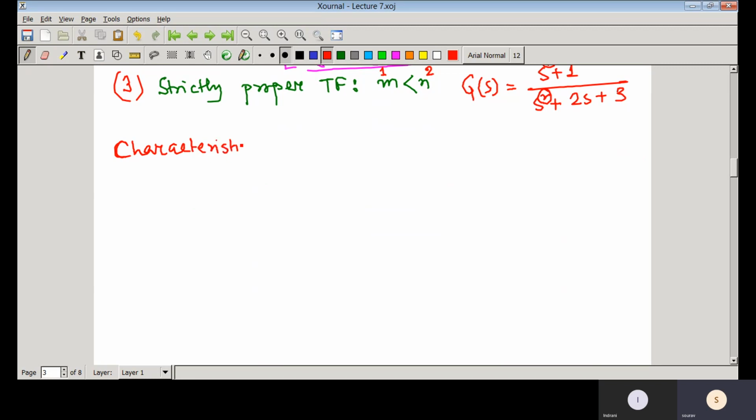Characteristics, this is a very important term we will be using throughout this course. Characteristic equation. What is characteristic equation?